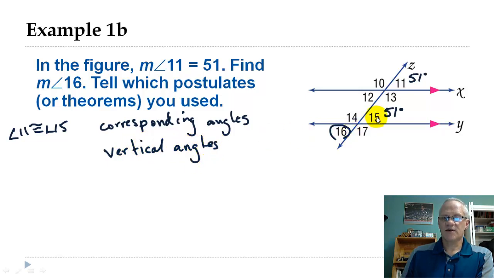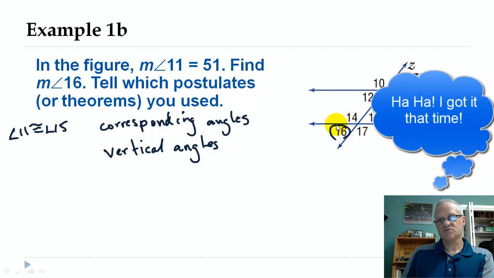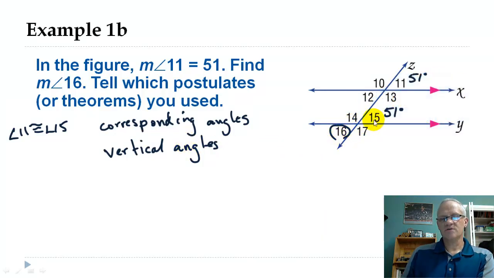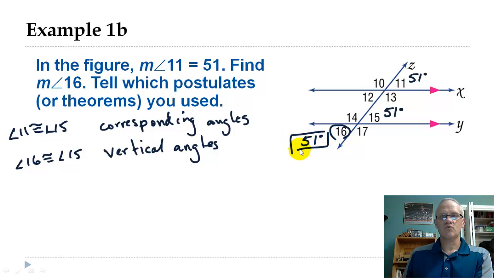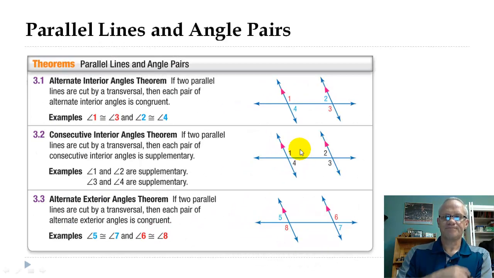Lines that are straight, or angles that are straight across from each other, when there's two straight lines, are vertical angles. What do we know about vertical angles? They're also congruent, aren't they? Vertical angles are also congruent. So we then can say that 16 is congruent to 15 because they're vertical angles. So therefore, 16 would also be 51 degrees. Wow, isn't that cool? We pulled together a couple of different things there to figure out what angle 16 was.